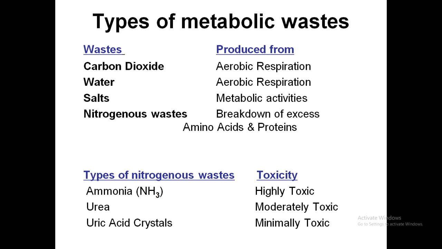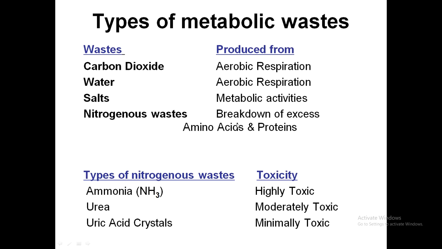The types of metabolic wastes. Here are the major types of metabolic wastes and how they are produced in the body. Carbon dioxide is produced in aerobic respiration and also in anaerobic respiration, such as alcoholic fermentation. Water, some extra water which is not needed by the body, is also produced in the process of aerobic respiration. Salts are produced from the metabolic activities of the cells.